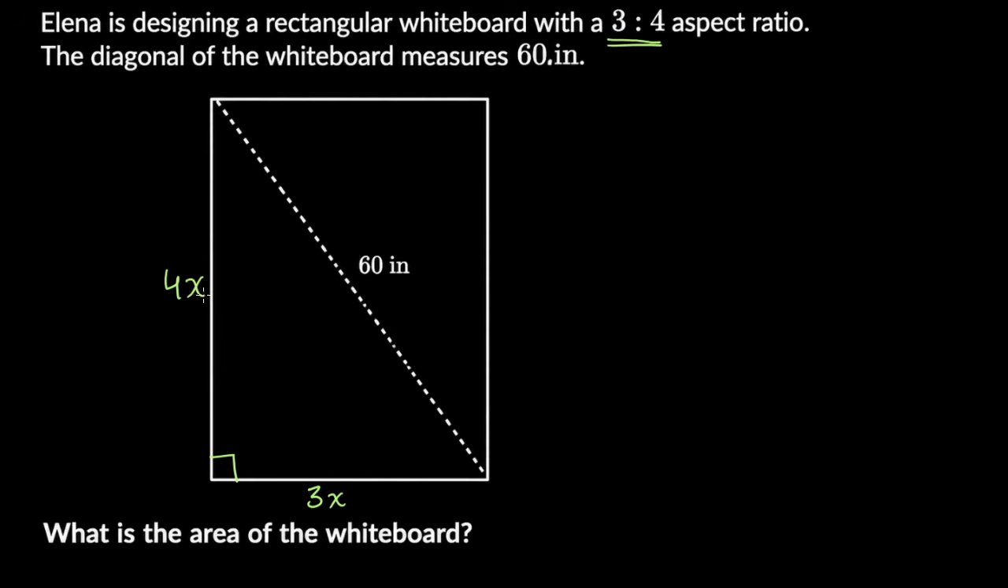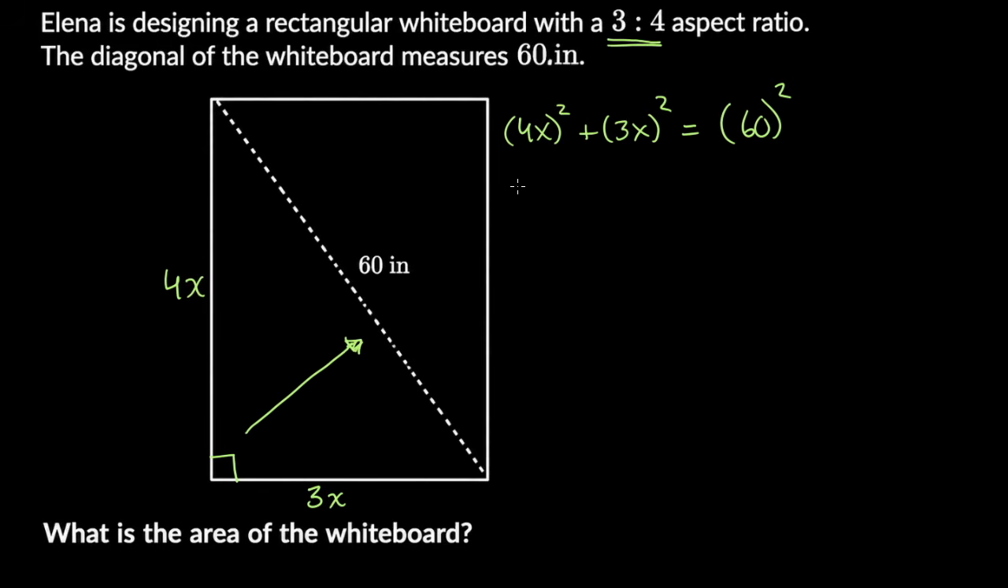So how do we use the Pythagorean theorem here? Well, the Pythagorean theorem says the sum of the squares of the two shorter sides is equal to the length of the hypotenuse squared. So this would be 4x squared plus 3x squared, equal to the square of the hypotenuse. And the hypotenuse is the longest side. It's the side that is opposite the right angle. And so let's see if we can figure out what x is.